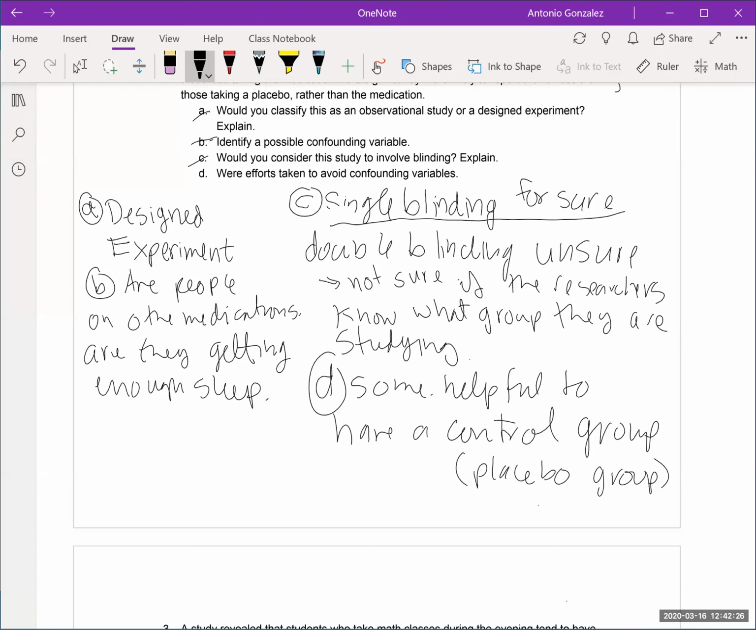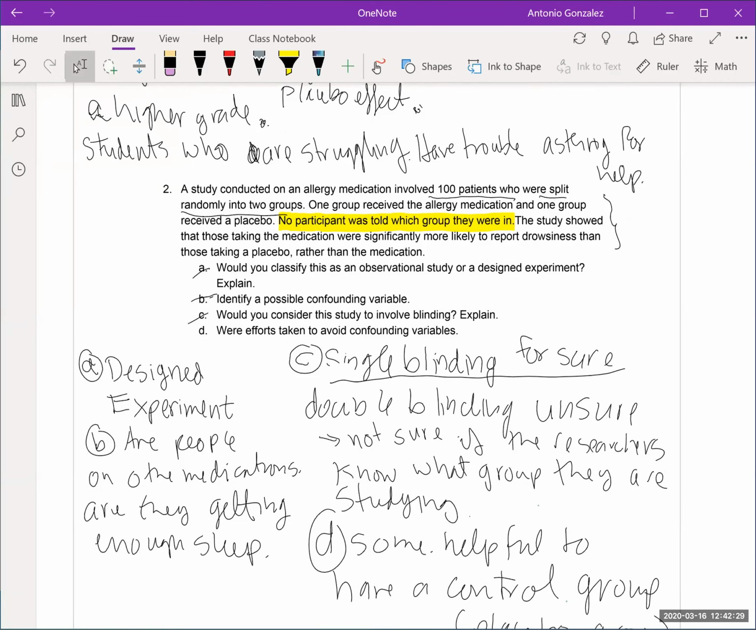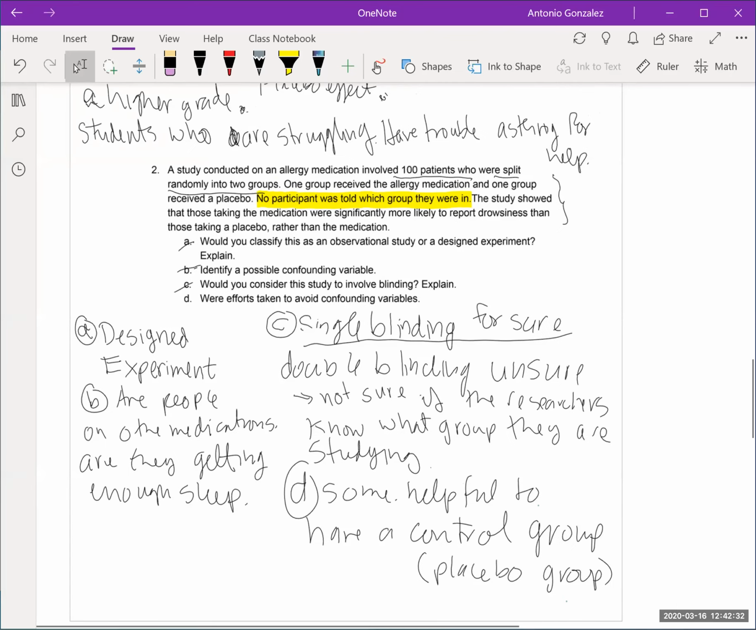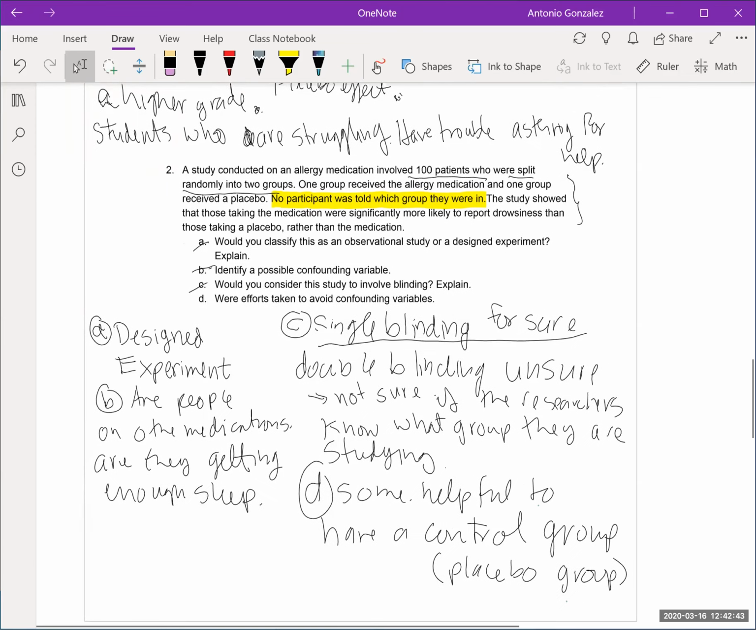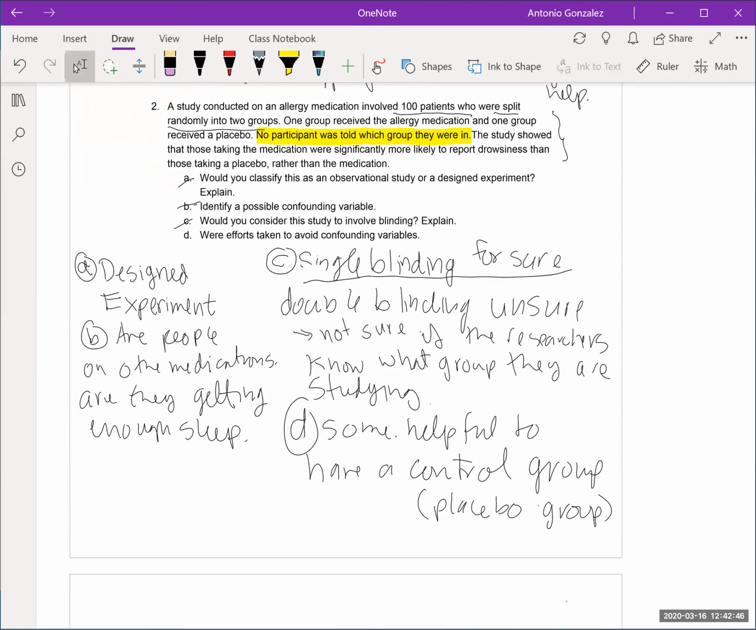And again, we're given a short description here. So we would say, all right, there were some taken to avoid some confounding variables, and that would be this idea of a control group. Okay. The other questions before we move on?